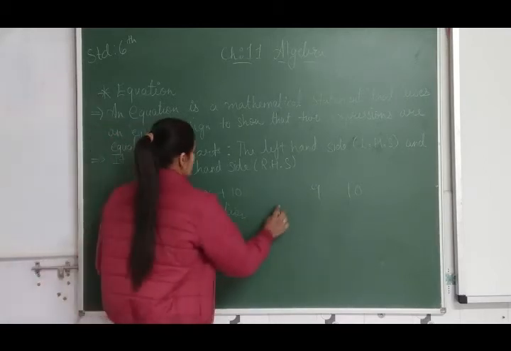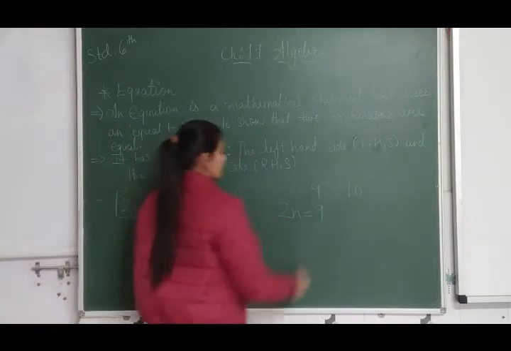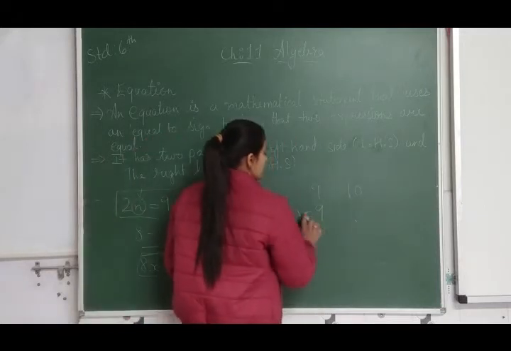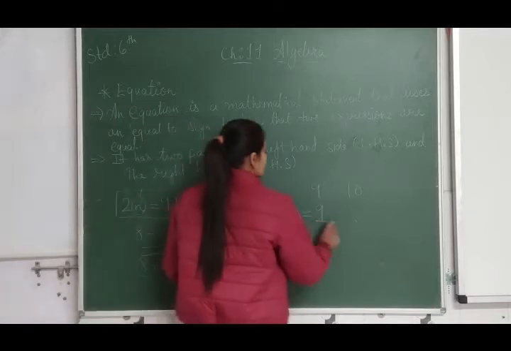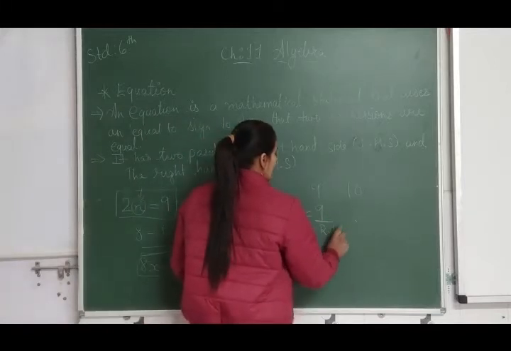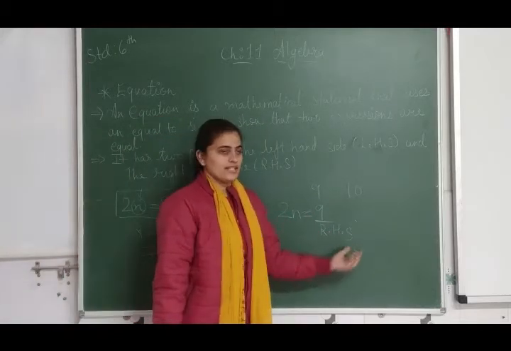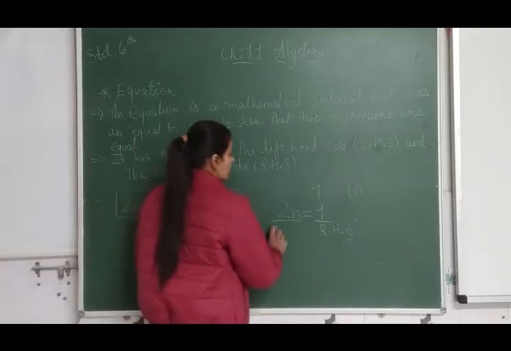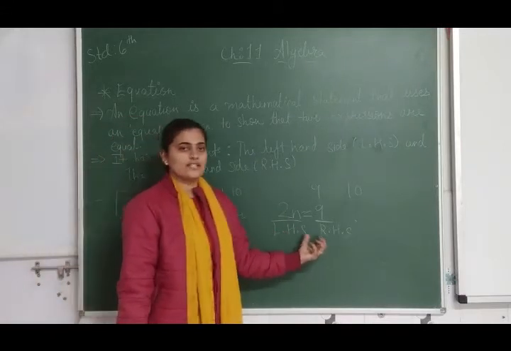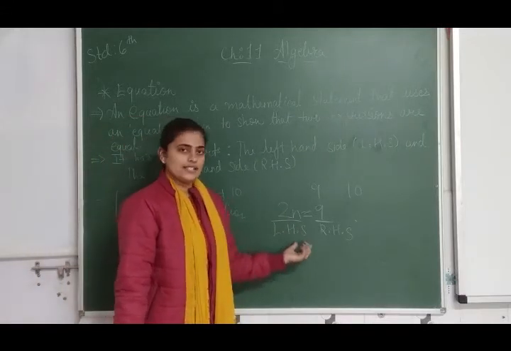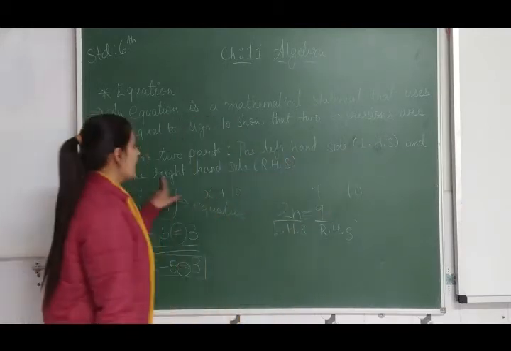So here you can see that 2n is equal to 9. Then this side is what? The part on the right hand side of the equal to sign is called the right hand side, in short form written as RHS, and the left side is called the left hand side, in short form written as LHS. So it has two parts, the left hand side and the right hand side.